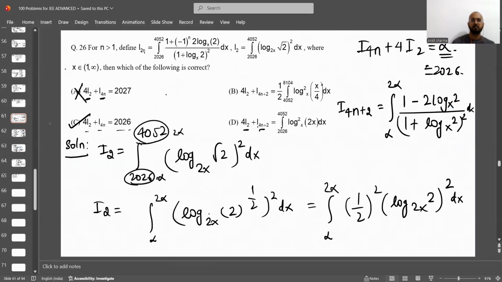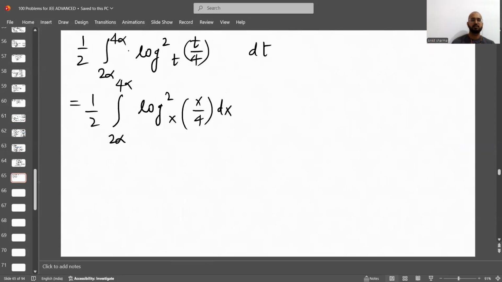I think this one works. x over 4x and then log 4 square. This is 4 alpha. So yes, this is being double and this is being 4 times. So B is the correct option. So B and C are the correct options.